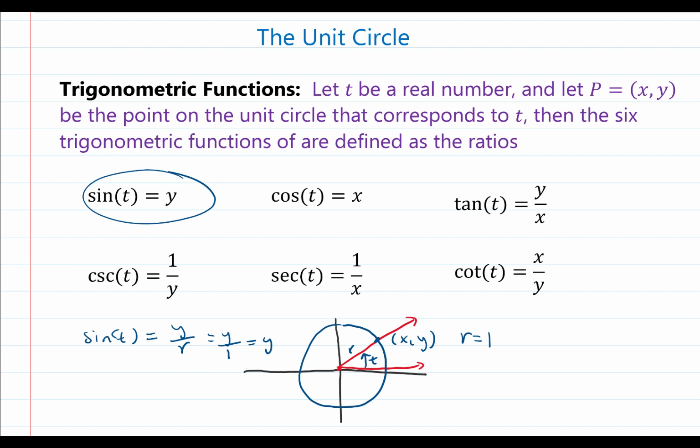Tangent of angle t is still equal to y over x because tangent was never in terms of the side of r. Cosecant of angle t is equal to 1 over y, which is the reciprocal of sine. Secant of angle t is equal to 1 over x, which is the reciprocal of cosine. And cotangent of angle t is equal to x over y, which is the reciprocal of tangent.